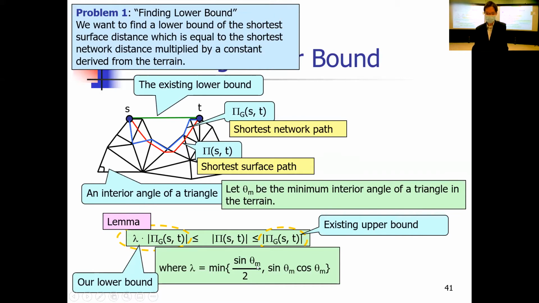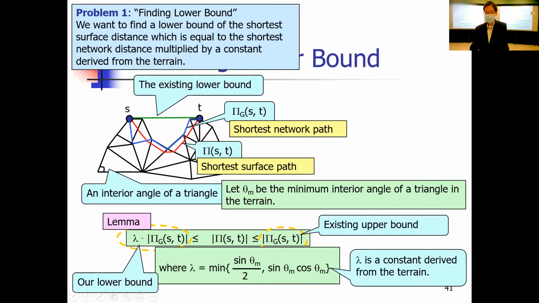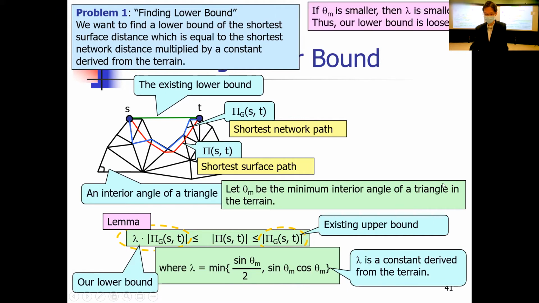Term 1 is sine theta m divided by 2, comma, sine theta m and cosine theta m. Maybe you have not much idea about this one, so let me give more detail. Lambda is a constant derived from the terrain. Terrain means the theta m, the minimum interior angle of a triangle in the terrain.